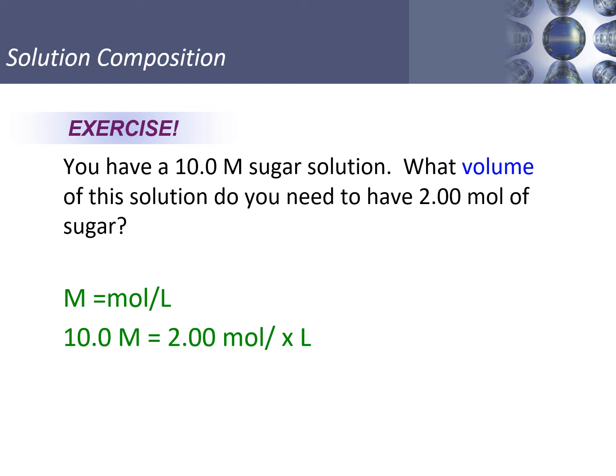10 molar equals 2.0 moles over X. Multiply by X on both sides to get rid of our denominator. 10X equals 2. Divide both sides by 10 to get X by itself. And so you would have 0.2 liters of solution. So 200 milliliters when all is said and done.